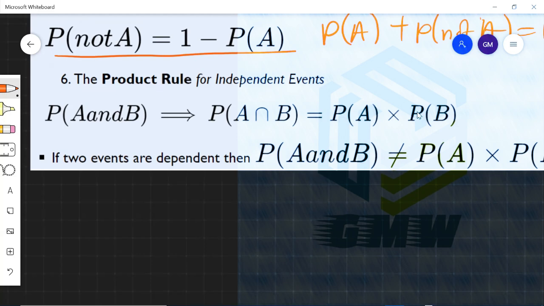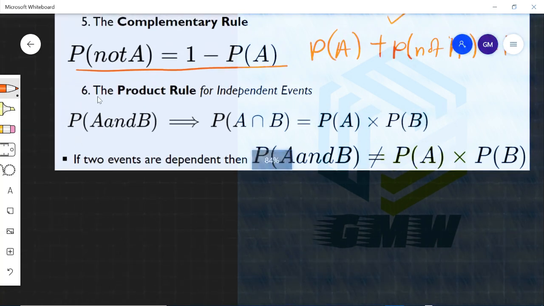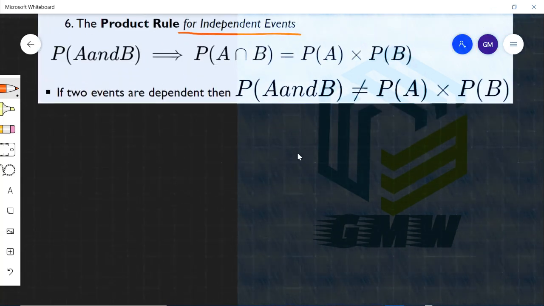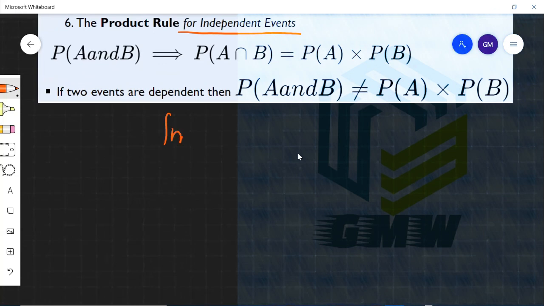Do you understand me? So if you are given probability of A and B, and you know probability of A, and you know probability of B, then you multiply these two, A and B. If your answer turns out to be the same as the probability of A and B, you conclude that the events are independent. So let's quickly write something important because there are questions they normally ask.